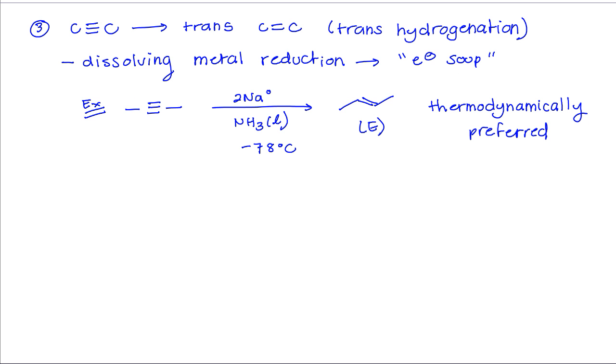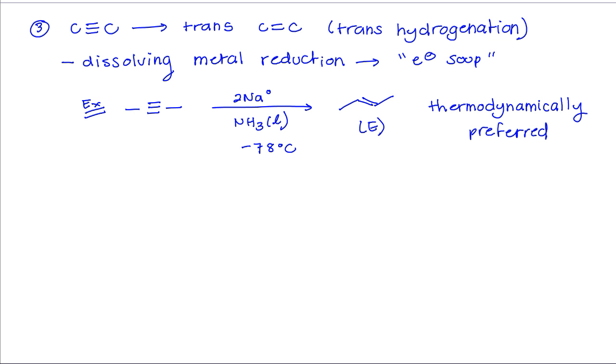So dissolving metal reduction. I like to call it electron soup since it involves a lot of transfer of electrons. For this, we're going to start with an alkyne, add in some sodium metal. So this is going to be the species that's giving up electrons. The reaction will take place in liquid ammonia, and it's going to be at low temperature.